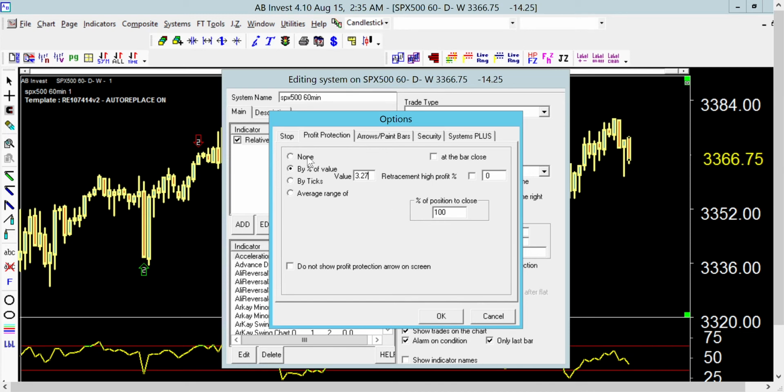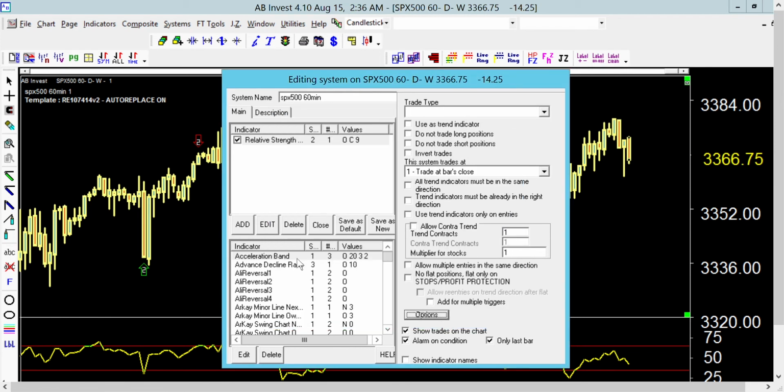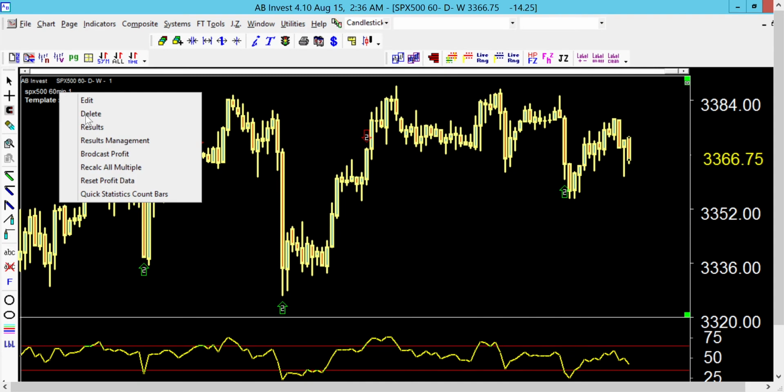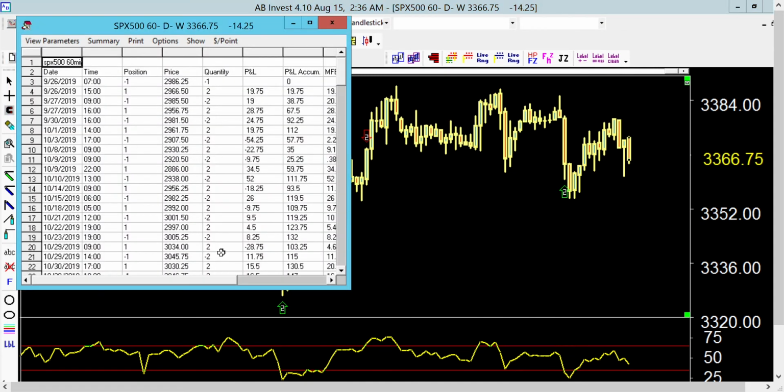Personally, how I'm taking out my profits, always at the bar close, and I'm always giving the market time to breathe before I take out my profits. So I'm going to make it at the bar close, and I'm going to let the market breathe around 30%, which is going to be around 30 points, before I stick to my profits. Okay, so I'm closing again my chart over my systems menu over there, and I'm rechecking my results file.